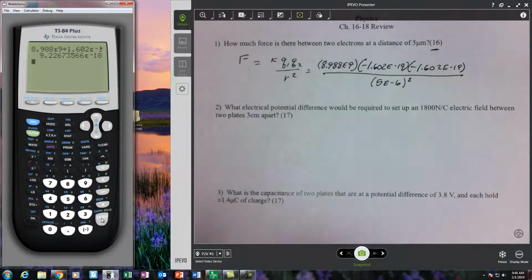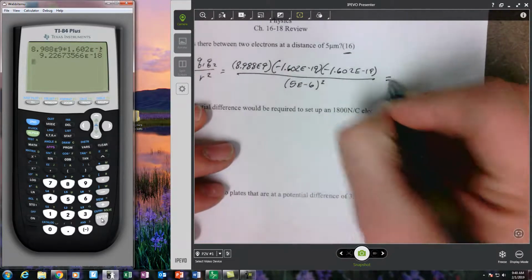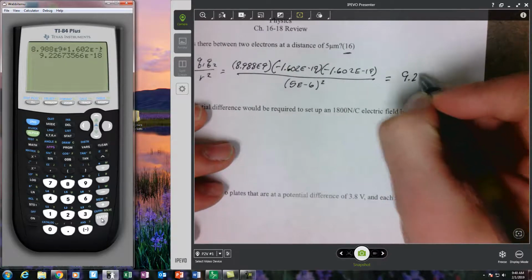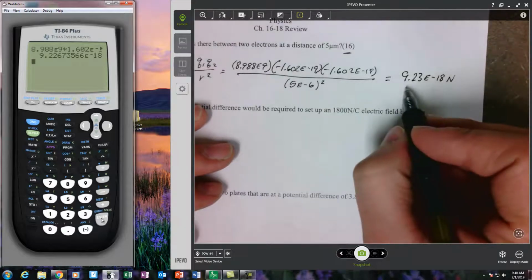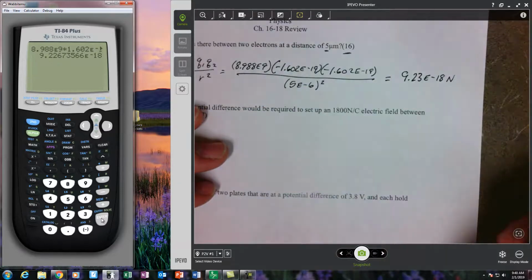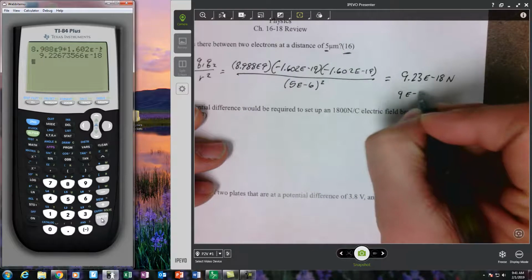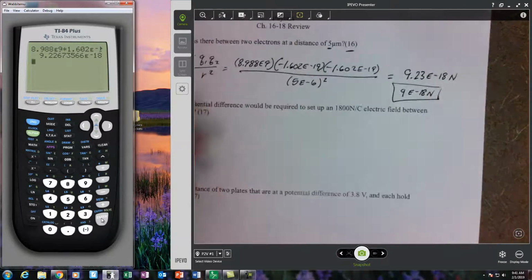When we do, we end up with a number that tells us the total force is equal to 9.23 E negative 18 newtons, which is not a very big force. In terms of sig figs, the only thing you were technically given in this problem was a single digit, so we would have to make this 9 E negative 18 newtons if we're going to go for sig fig purposes.